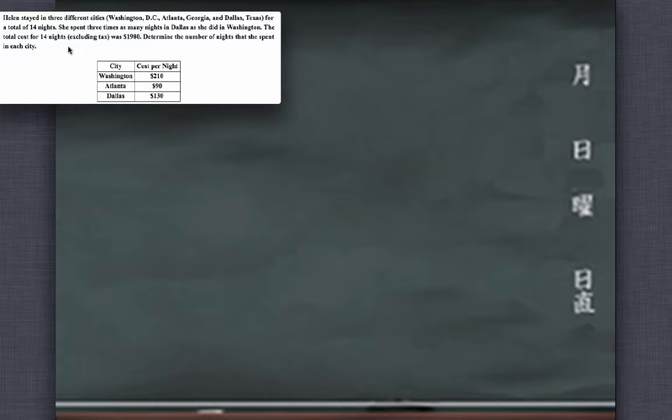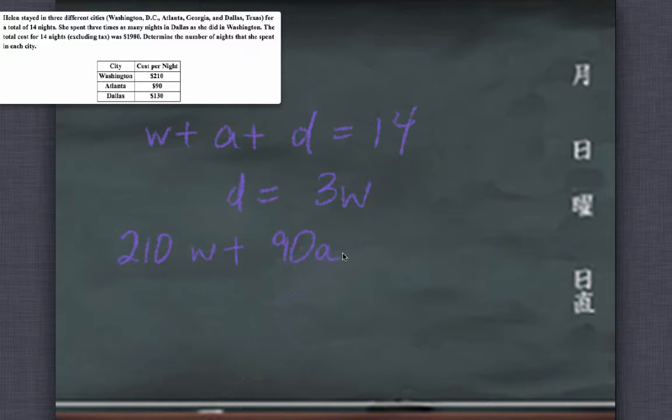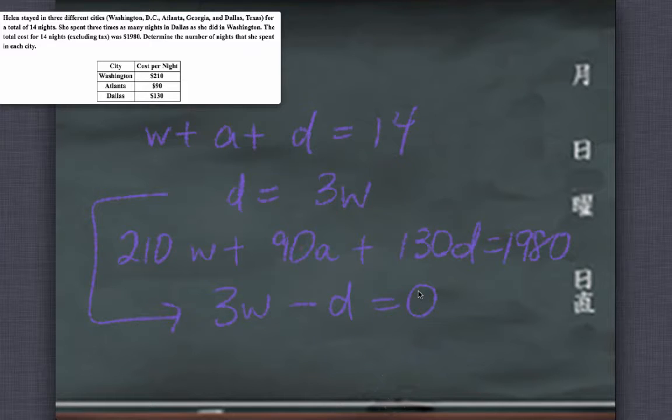She stayed in 3 different cities for a total of 14 nights. So W plus A plus D is 14. She spent 3 times as many nights in Dallas as she did in Washington, so D is 3W. And then her total cost was $19.80. 210W plus 90A plus 130D is 1980. So these are our 3 linear equations. This one we need to rewrite. So we could take this one and say 3W minus D is 0, for example.